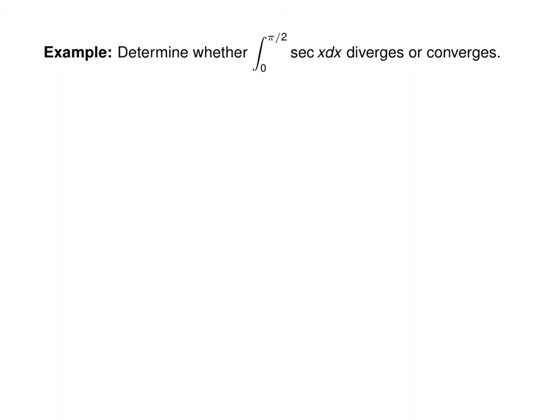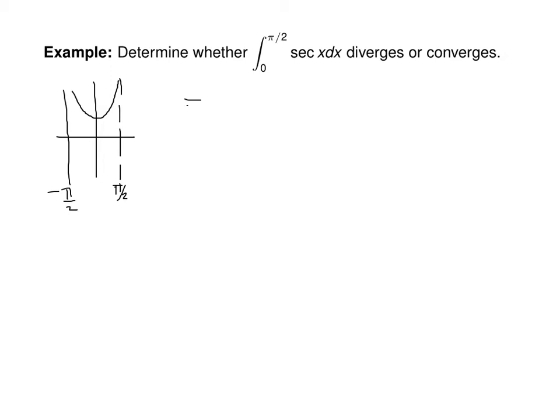Determine whether the integral from 0 to pi halves of secant x dx converges or diverges. So secant of x, the graph of it looks like that, at least between negative pi halves and pi halves. Here's positive pi halves, here's negative pi halves. Remember, it's 1 over cosine. So the problem point here is pi halves, discontinuous there.